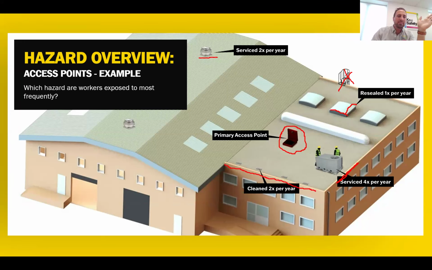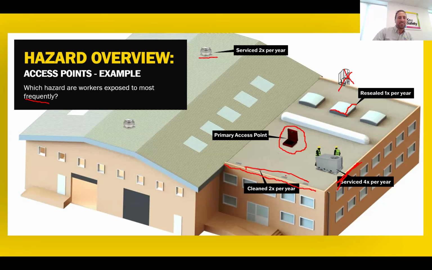The question is, which hazard is the worker exposed to most frequently by count only? Well, a lot of people say, well, the edge, right? Because I'm here 4 times and I'm here twice. So this edge is a 6x exposure count in a year.